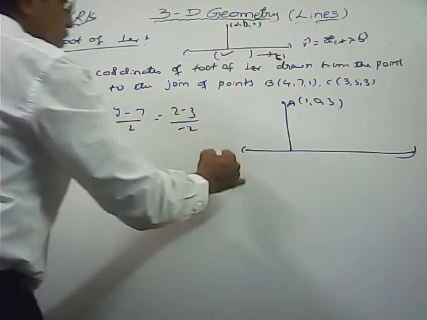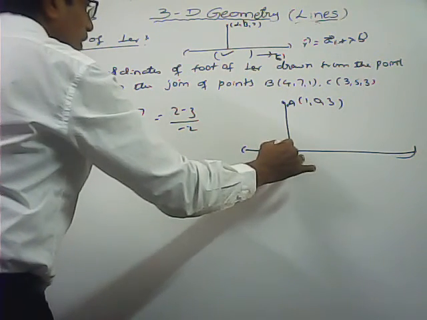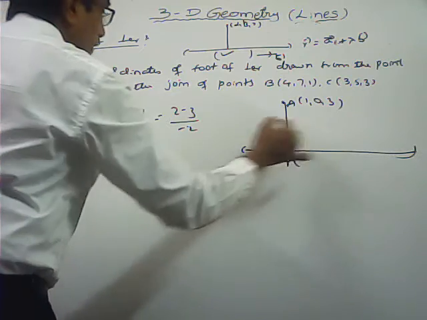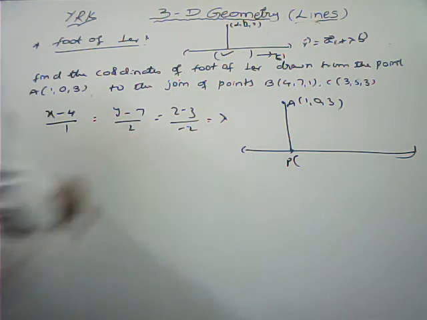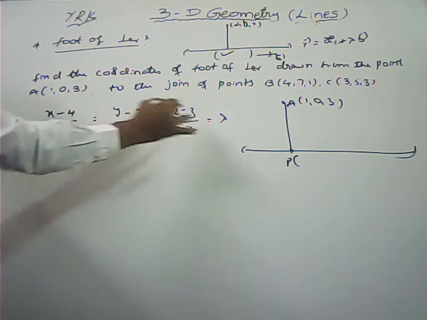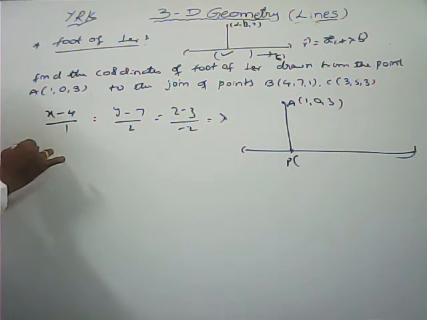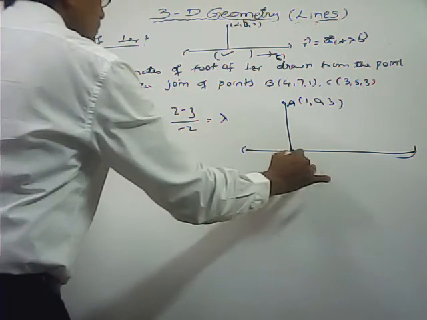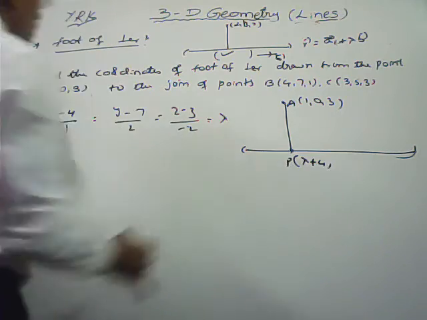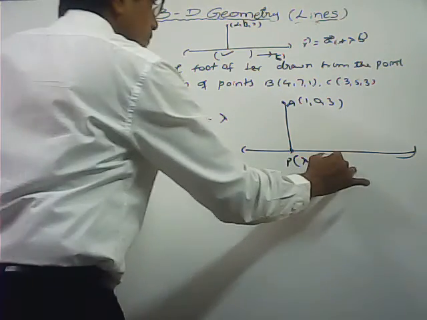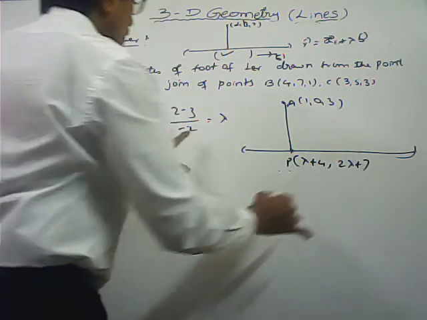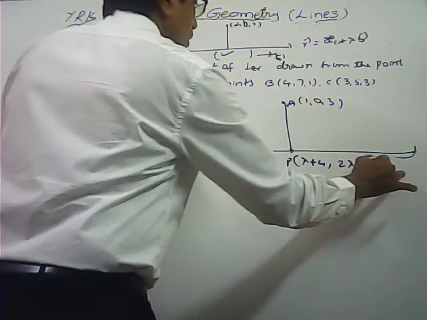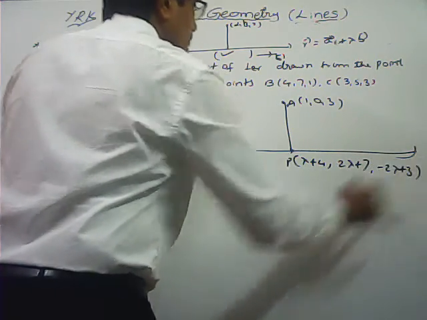So here I got the equation of the line. Any point on that line, what are the coordinates of P? Any point on that line, all are equal to lambda. So here you can get the parametric equations. x equals lambda plus 4, y equals 2 lambda plus 7, and z equals minus 2 lambda plus 3.